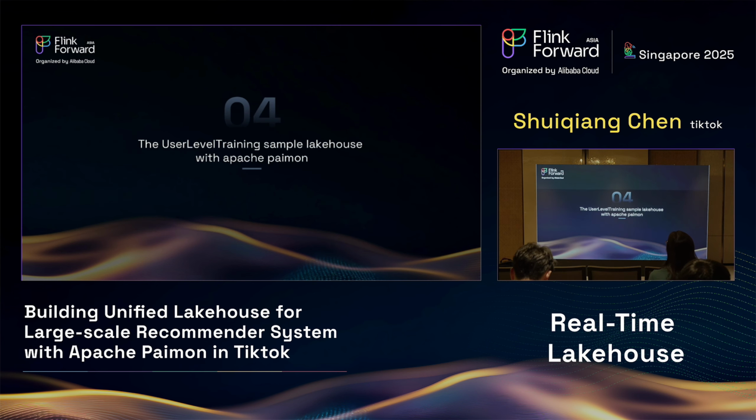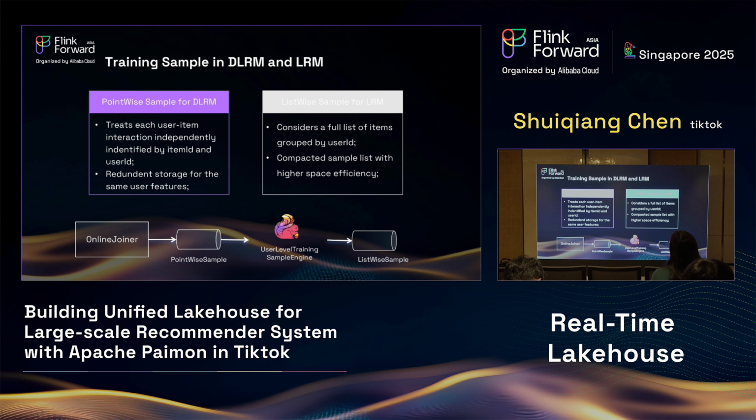And next, let's see the user-level training sample lake with Apache Paimon. In the deep learning recommendation model paradigm, it's common to use point-wise samples to do model training. It treats each user-item interaction independently, identified by item ID and user ID. And it might cause redundant storage for the same user features during the model training runtime.